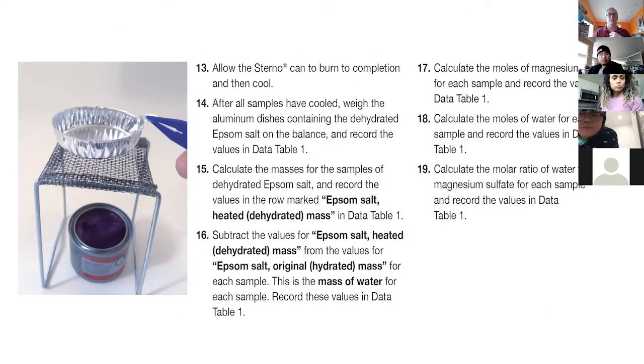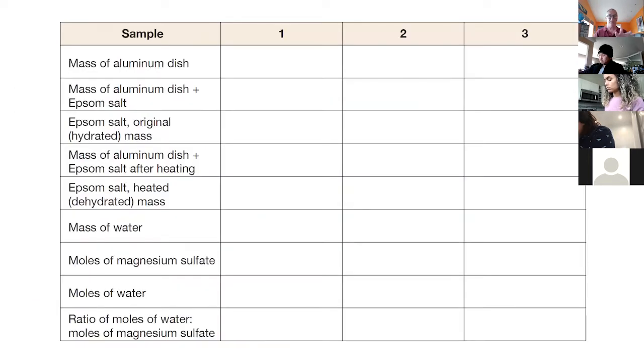So this just goes through exactly what I've just told you. At the end, you do this 3 times. Each one, like I said, is going to be a fairly brief experiment, because it's only going to take about 10, 12 minutes to do each one. Allow them to cool, and then get the masses again. So you calculate the masses of water and salt, you calculate the moles of water and salt, and then get the ratio. So here's where you're going to put your data in.